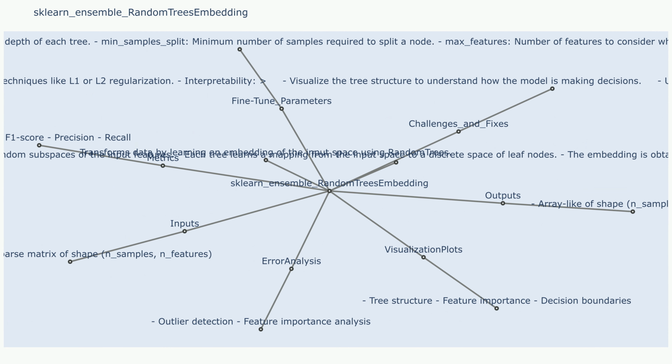Challenges and fixes. Challenge 1. Explain in detail overfitting. If the number of trees or the maximum depth of the trees is too large, the model can overfit the training data and may not generalize well to new data.